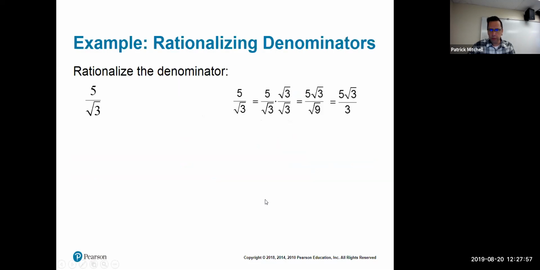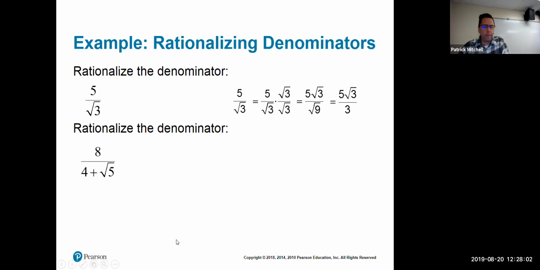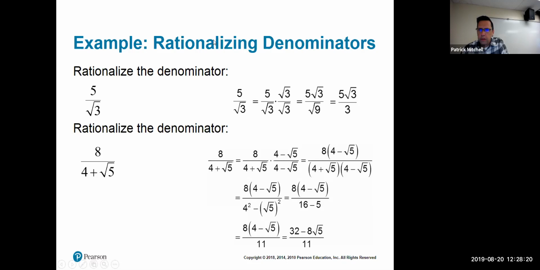So we already saw this one. Now we're looking at this one. So we have 8 over 4 plus the square root of 5. We want to rationalize the denominator. So to rationalize the denominator, I'm going to multiply the top and the bottom by 4 minus the square root of 5. Okay, so let's take this one step at a time. I'm multiplying the top and the bottom by the conjugate. Just change that plus to a minus.